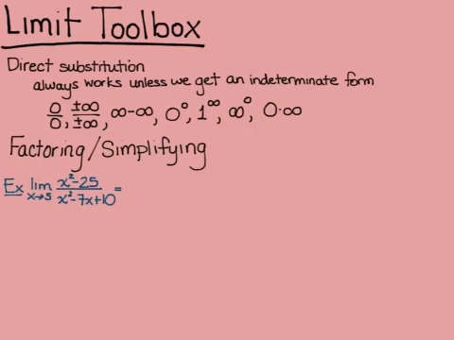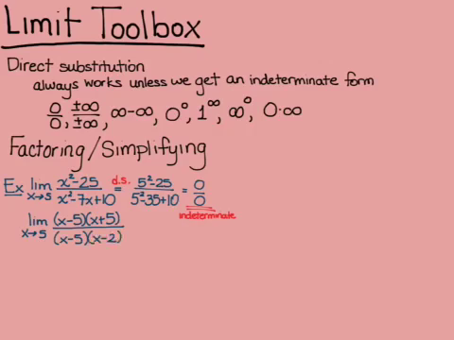Let's look at the limit as x goes to 5 of x squared minus 25 over x squared minus 7x plus 10. Using direct substitution, we end up with 0 over 0, which is an indeterminate form. But notice that we can factor the numerator into x minus 5 times x plus 5, and we can factor the denominator into x minus 5 times x minus 2. So we can cancel the x minus 5's from the top and the bottom and try direct substitution over again. In this case, if I do direct substitution, I get 5 plus 5 over 5 minus 2, which is 10/3. And that's our final answer.